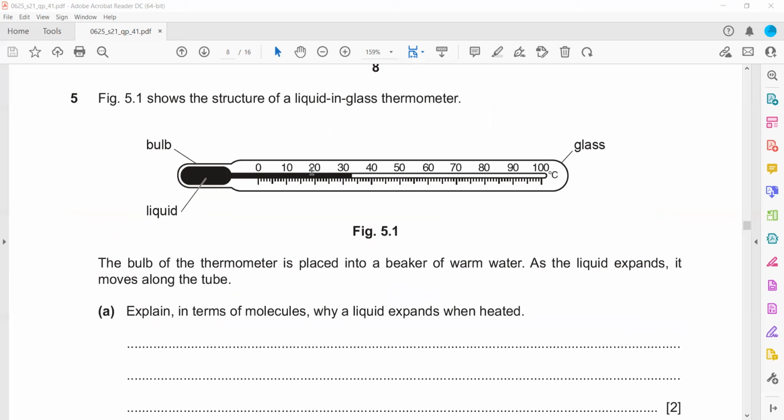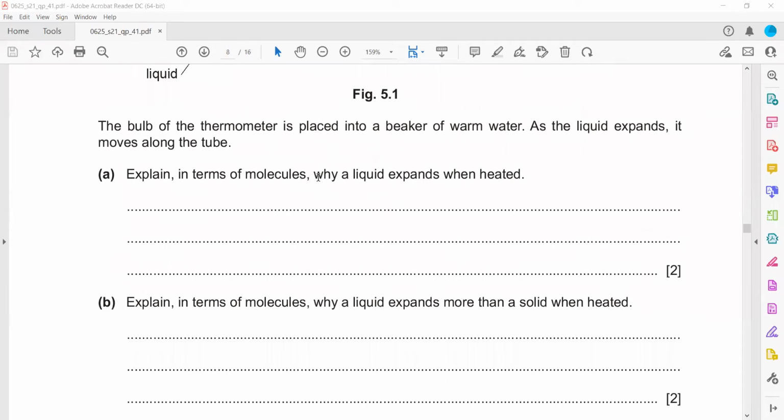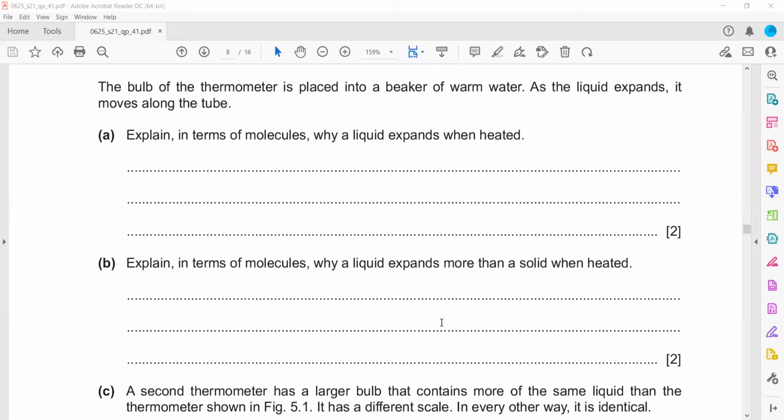Figure 5.1 shows the structure of a liquid in a glass thermometer. The bulb of the thermometer is placed in a beaker of warm water. The liquid expands and moves. In terms of molecules, why does the liquid expand when heated? So in terms of molecules, the particles gain energy, they move faster and move away from each other.